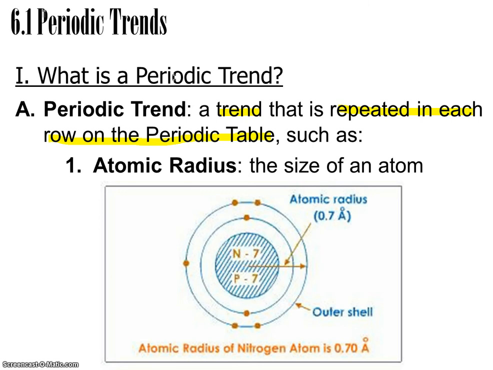The first trend we're going to study is atomic radius, which basically means the size of an atom. For our purposes, we're going to use the term radius just like you would in algebra or in geometry, where you look at radius as being half the diameter of a circle. In reality, atomic radius has more to do with the distance between two atoms, but we're just going to use this in general to mean the size of an atom.